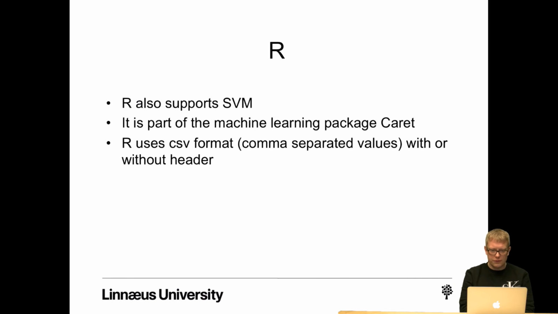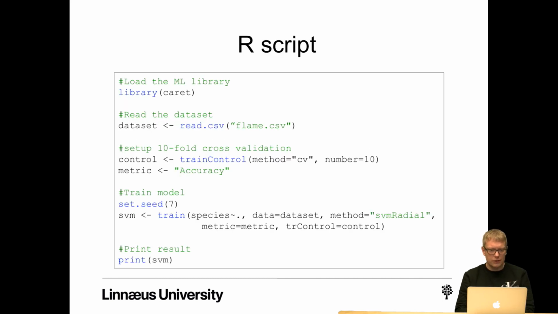R also supports SVM, and it's part of the machine learning package Caret, which we used in a previous lecture. And R uses CSV format, comma-separated values with or without header, for its datasets. The ARFF format is only used by Weka. So the R script looks like this. We need to load the Caret machine learning library, read the dataset into the variable dataset by the read.csv method, and then define the path to the dataset, and we set up tenfold cross-validation.